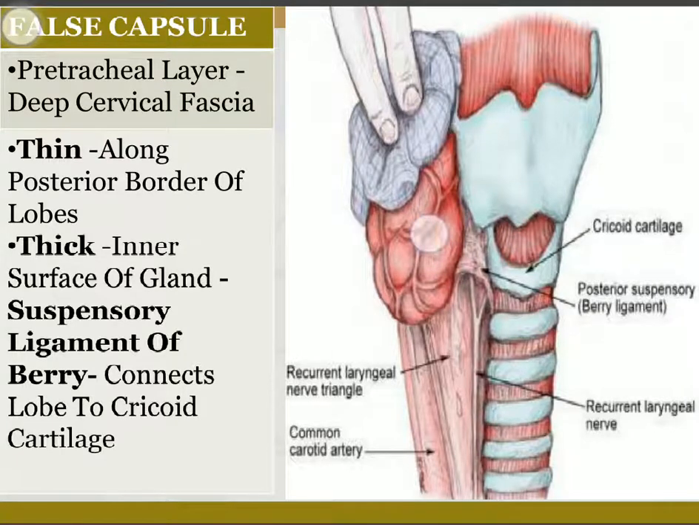And here the false capsule is thick and it forms a suspensory ligament of Berry, which connects the lobe to the cricoid cartilage. This is the suspensory ligament of Berry. This is the cricoid cartilage, and this ligament connects the lobe to the cricoid cartilage.